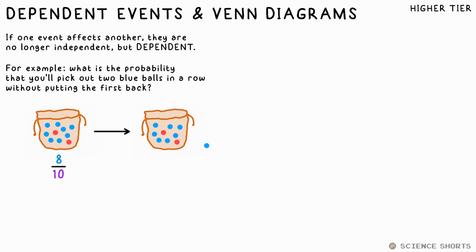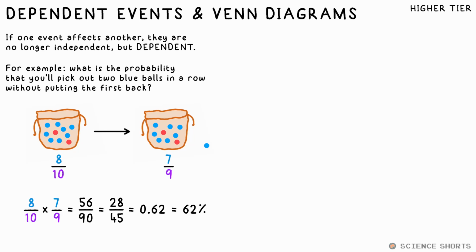We still multiply the two probabilities, but the next probability will now be different. So pick a blue ball, the probability is 8/10. But what's the probability you'll pick one now if you've picked one out? It's not 8, as there's only 7 blue balls left and only 9 balls altogether, so the probability now is 7/9. So what's the probability of you picking 2 balls in a row? 8/10 times 7/9. That gives us 56 over 90. Simplifying, that's 28 over 45, or 0.62 as a decimal, 62%.